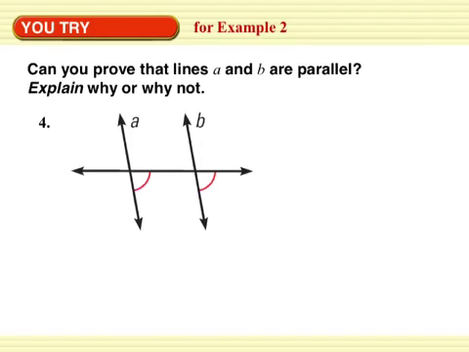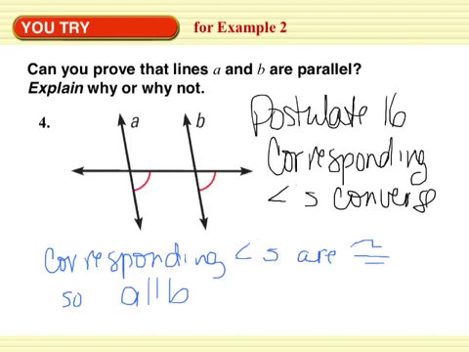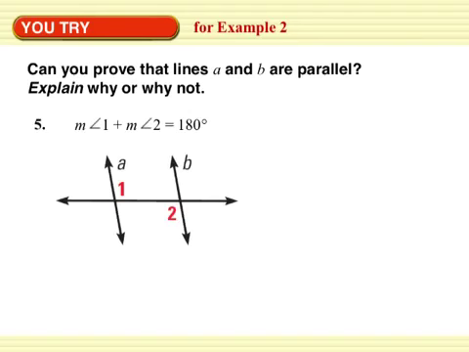Okay, you try this one. Can you prove that lines A and B are parallel? Explain why or why not. Postulate 16, the corresponding angles converse, proves this one. Because our corresponding angles are congruent, A is parallel to B.